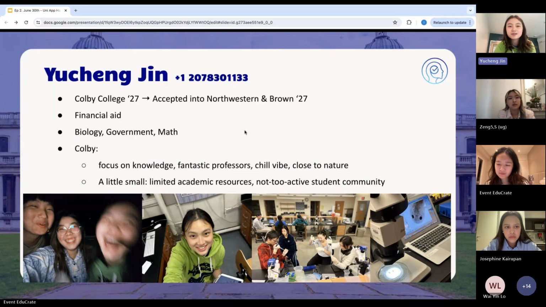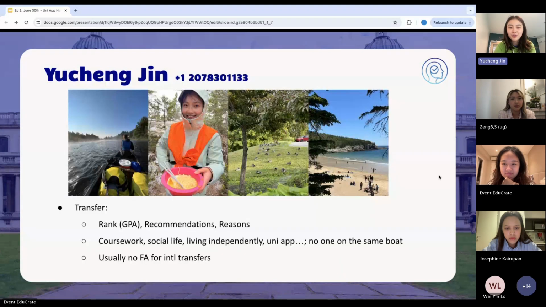And then, yeah, so today I'm going to share a little bit about my first year experience at Kobe College, what it looks like to be a student in a liberal arts college setting, my reasons for transfer, and some tips on Uni App. Yeah, so let's start with Kobe.